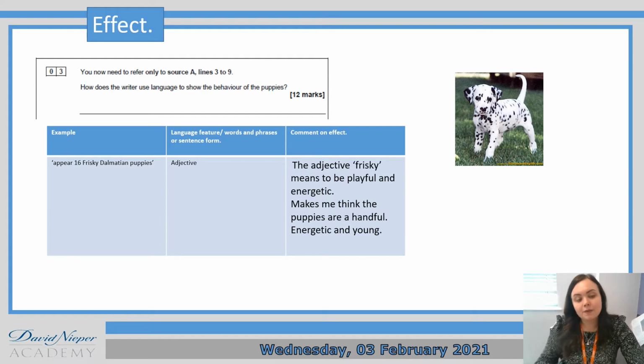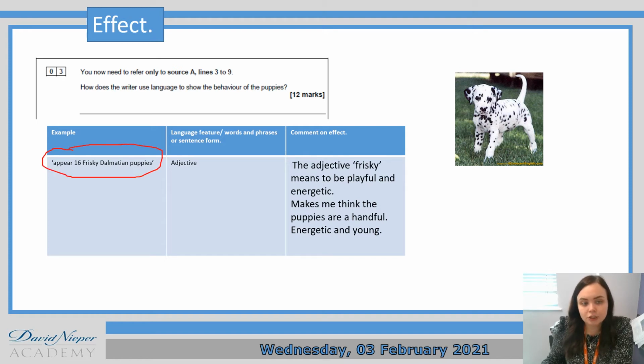Okay, so obviously last lesson we had a look at the table like this. So I asked you to pick out some examples, so you've got your quotations. We had to think about which language feature was present in those quotations, and then we also thought about the effect. So what was that telling us about the puppies? Okay, and that is essentially going to feed into our PEEK that is going to respond to this question.